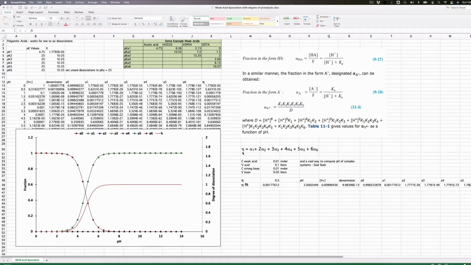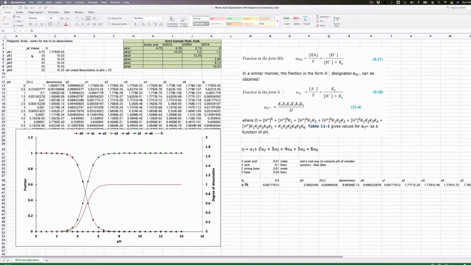In the last video, I talked about the theory of calculating the speciation of polyprotic acids as a function of pH. In this video, I will show you the implementation. So I'm going to set this up as a general polyprotic acid speciation calculator, and I'm going to make it general for up to 6 dissociations.